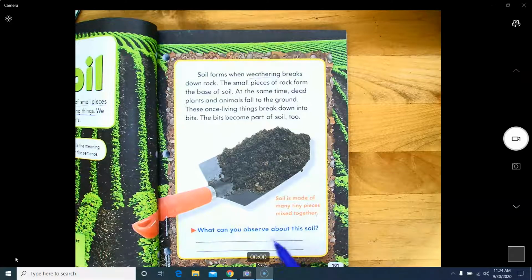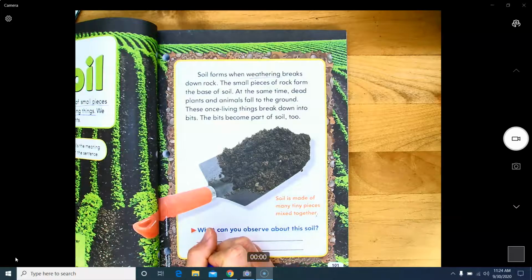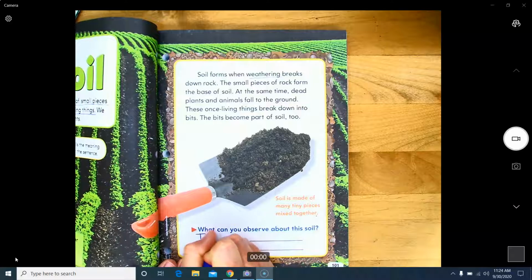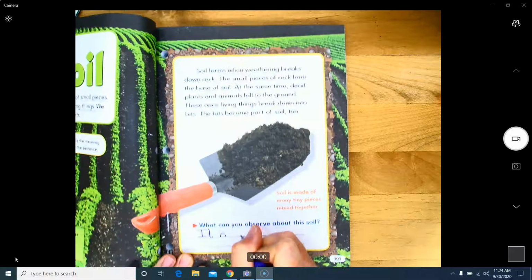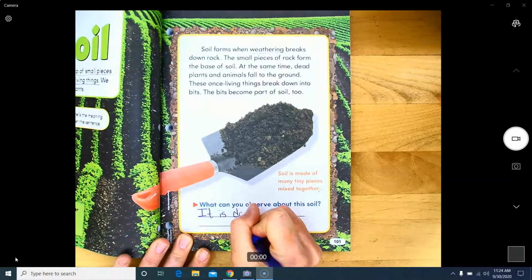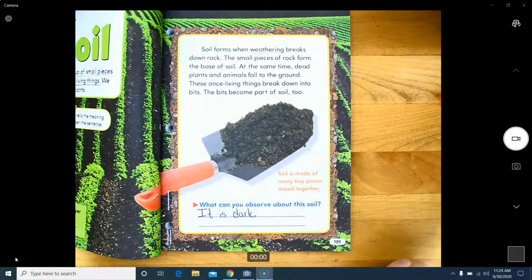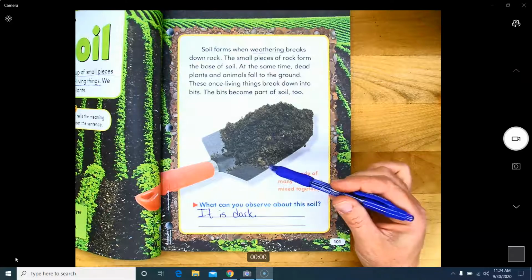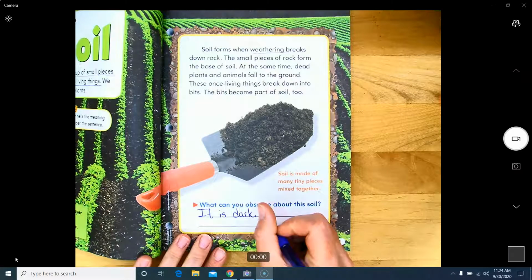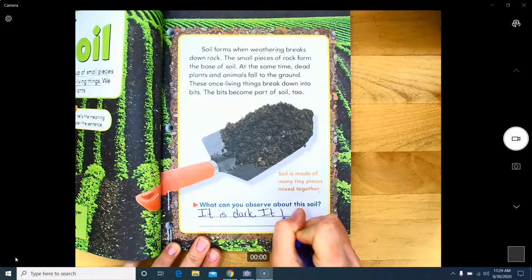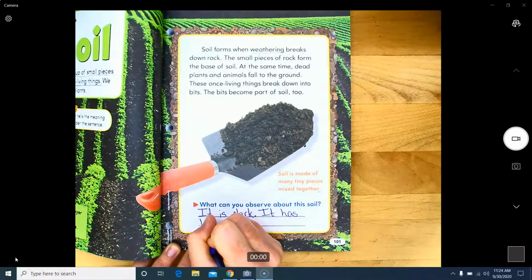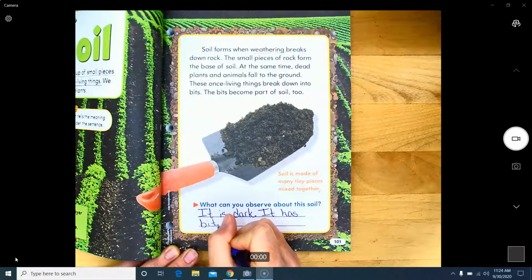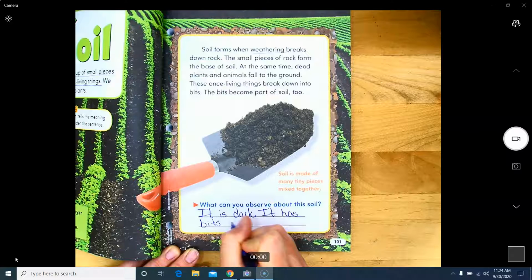What can you observe about this soil? So looking at that soil, looking at that picture, what do you see? Right, so it is dark. It has bits of rock in it, maybe, okay? Maybe you can see some rock, okay? So it has bits of rock in it.